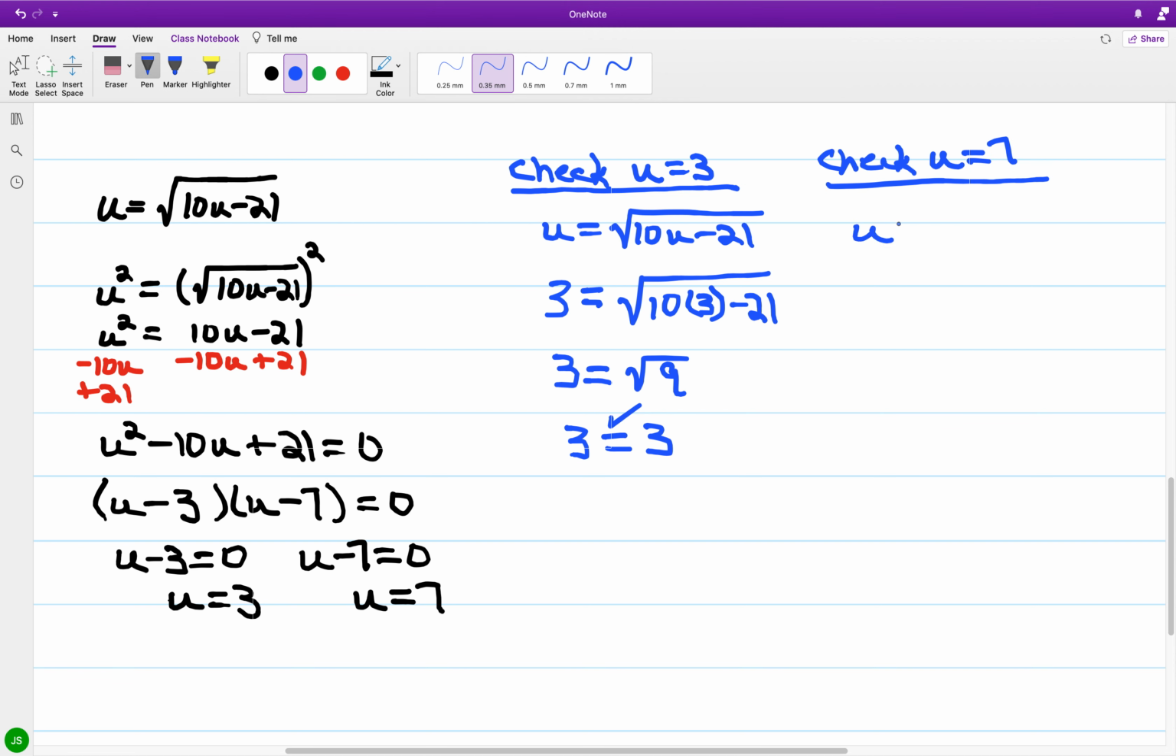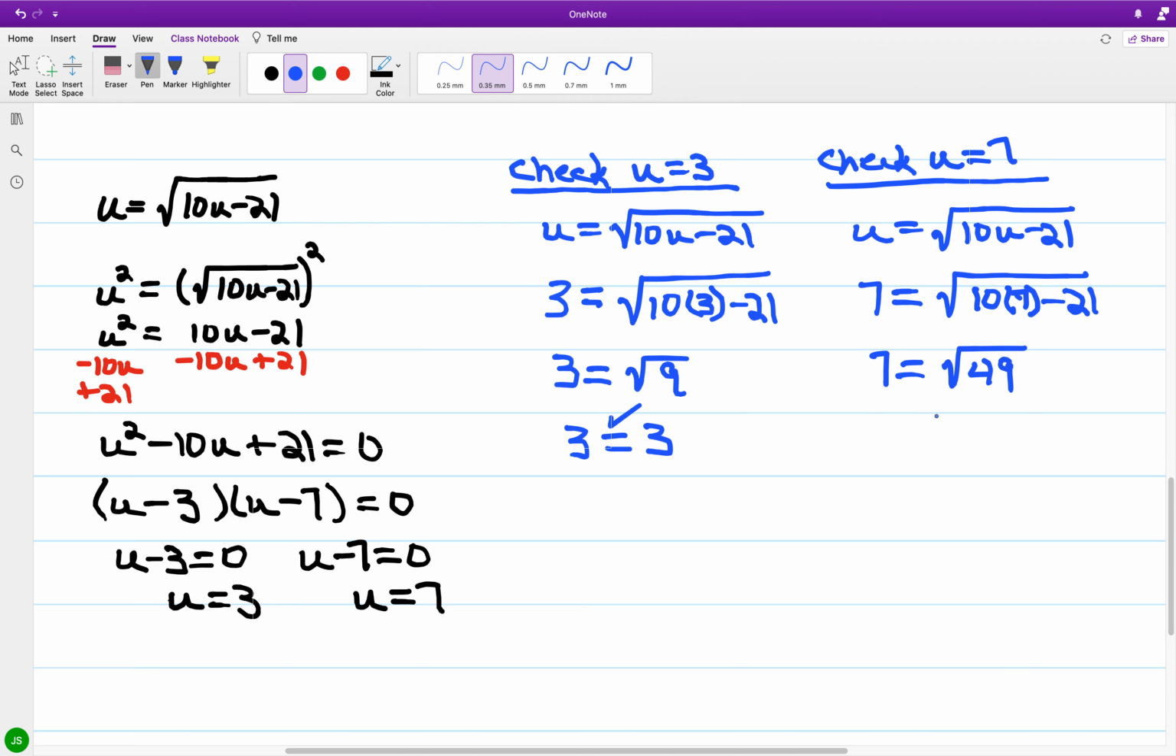So going back to what we have with the original equation. Again, we have u at 7. The square root of 10u minus 21, so the square root of 10 times 7 minus 21. 10 times 7 is 70, minus 21, so this would be 49. And the square root of 49 is 7.